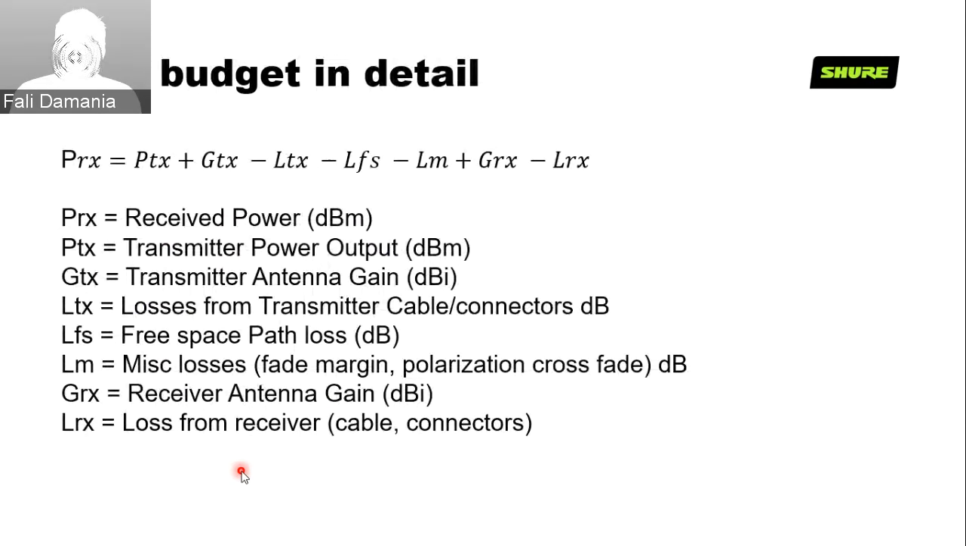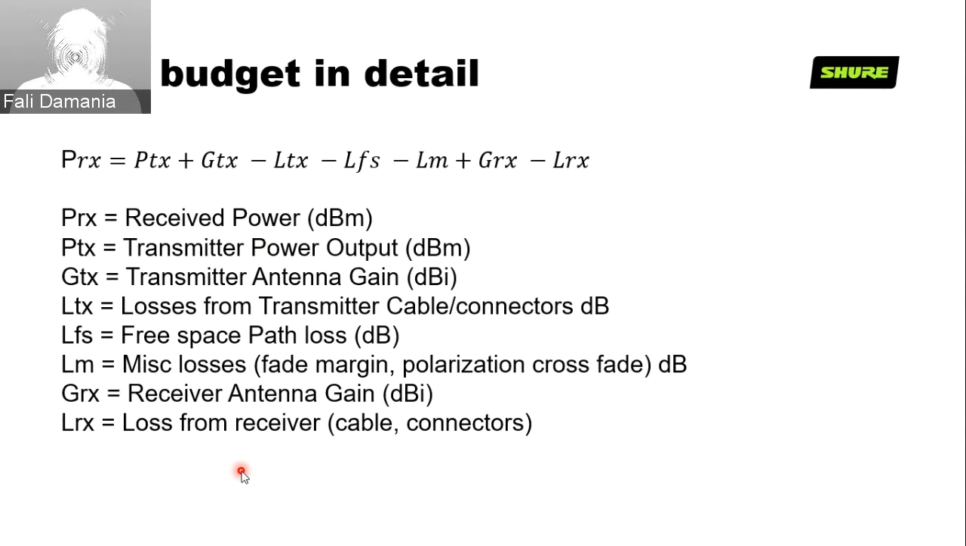And this is taking the formula to a little more detail, where we can actually break up the various gains and the various losses in the system. So the power received, denoted by PRX, will be equal to the power transmitted plus gain of the antenna. You could consider this either forward gain, or if you have an amplifier on the antenna, the value of the gain on that amplifier. From this, you would take away the LTX, which is the losses from the transmitter cable and connectors. You would also take away free space path loss.